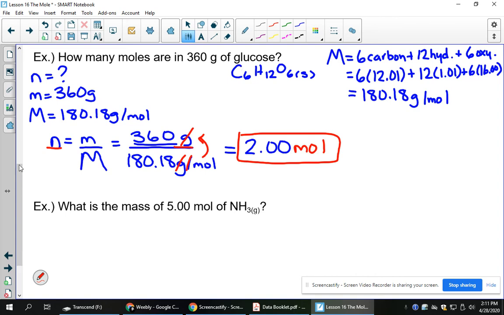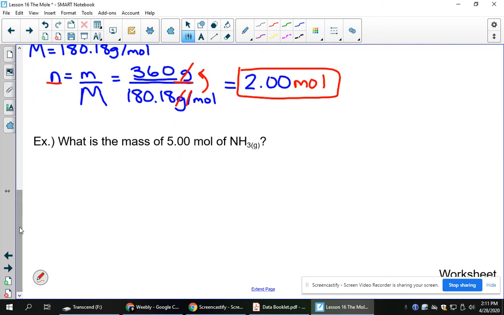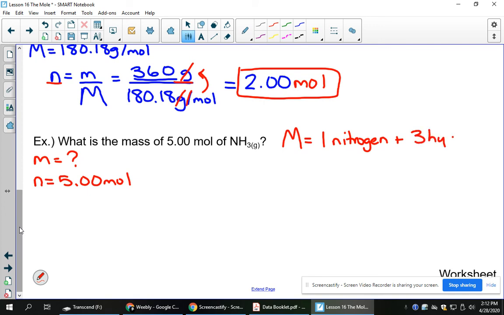Here's another one to try. You can pause the video and see how far you can get on your own. We're looking in this one for mass of 5 moles. That's a number of moles of NH3 ammonium, I believe, or ammonia, pardon me. So NH3 is 1 nitrogen plus 3 hydrogens.